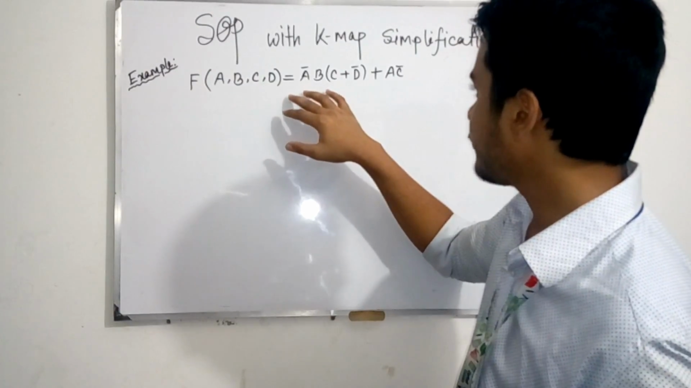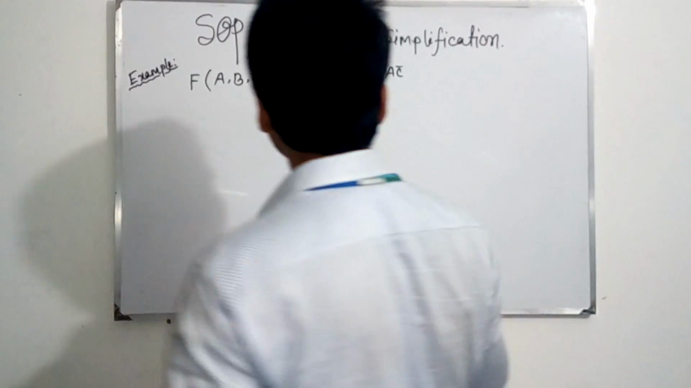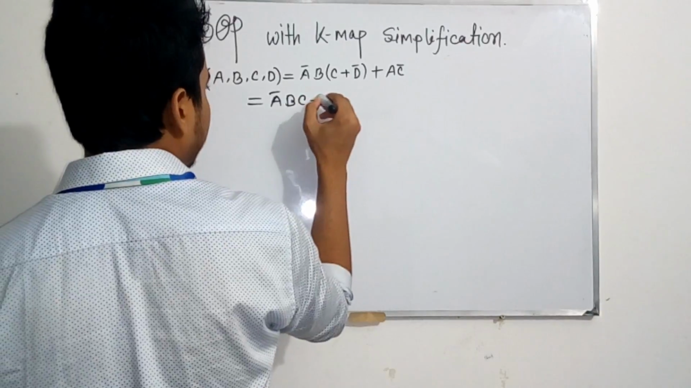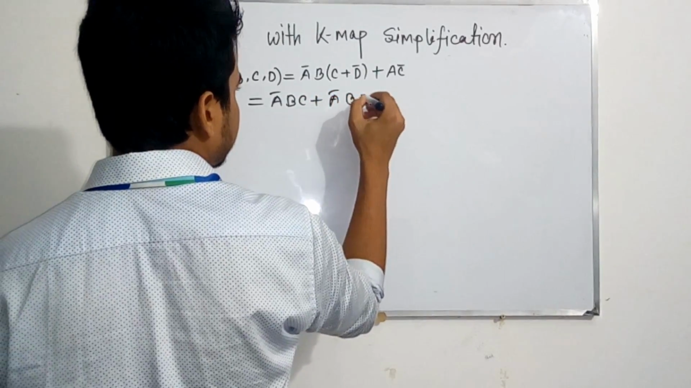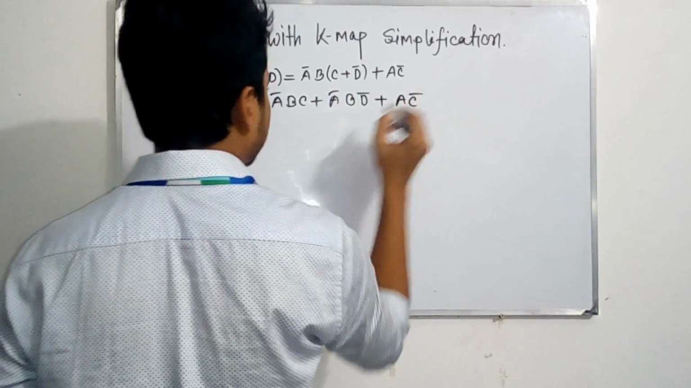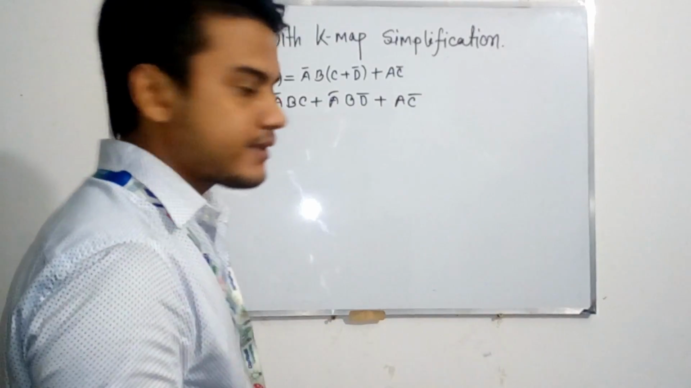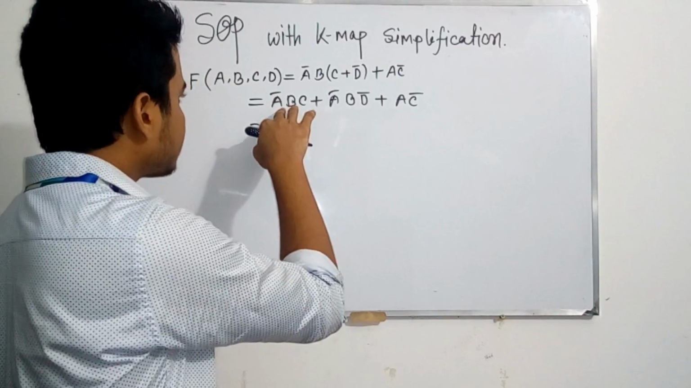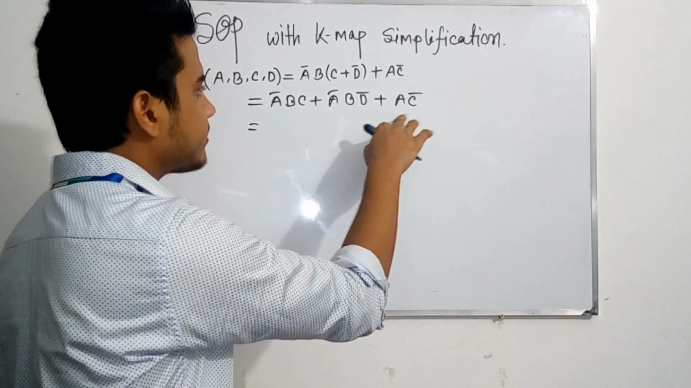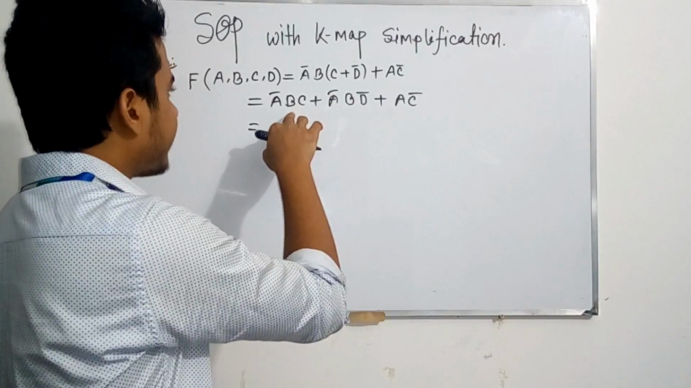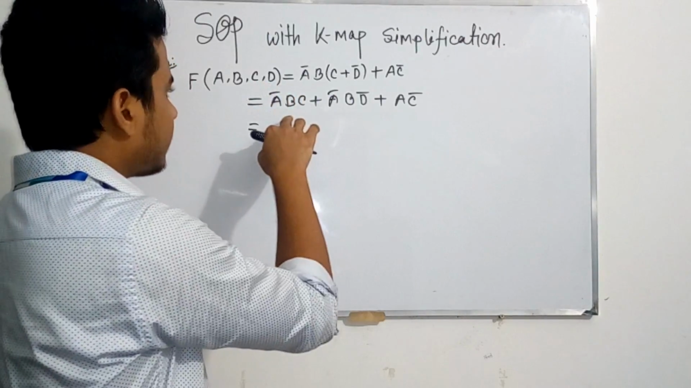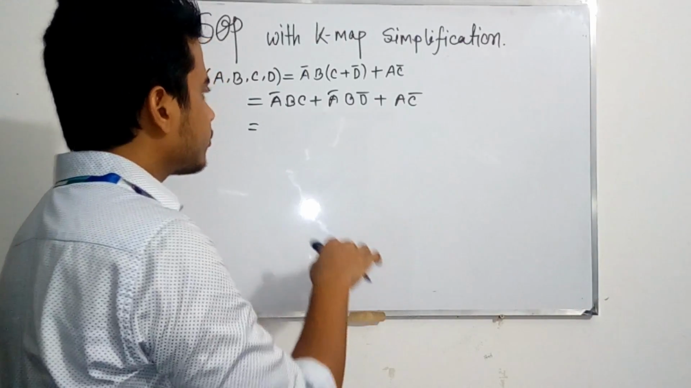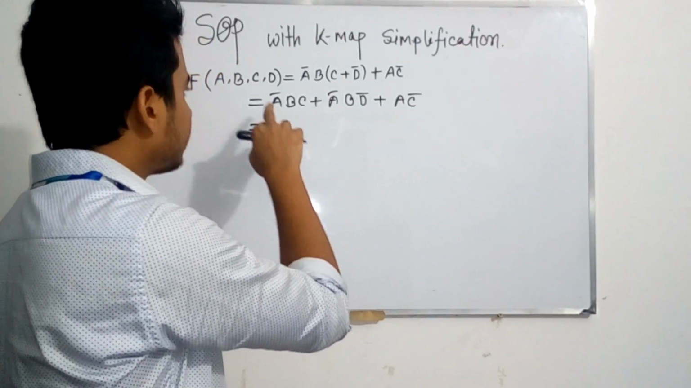To do this, at first we just multiply this equation out one by one: A'BC plus A'BD' plus AC'. As I told previously, each and every part of this equation, so this is A'BC, A'BD', AC', we have to fulfill this pattern with A, B, C, D. Here D is missing, here C is missing, and here B and D both are missing. So we have to fill these up with those variables.